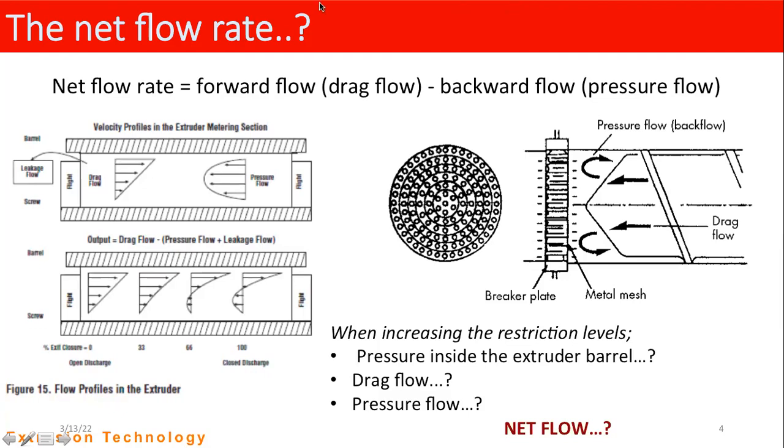Drag flow means the raw materials are moving from right to left. So drag flow is there. You can see the arrows and the side. But pressure flow. Pressure flow.